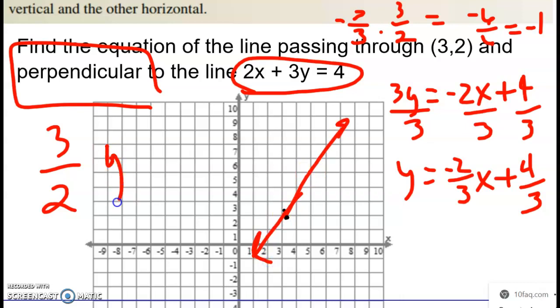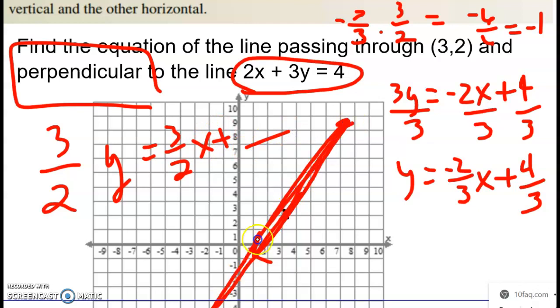So the equation is y equals 3/2 x plus, oops, I didn't find that y-intercept yet, did I? Looks like it's going to be somewhere down here, right? And I'm not sure where. Maybe -2-ish. If I would have drawn it neater, it might have helped. It's certainly not 4/3. That's this line. My line's perpendicular to that.